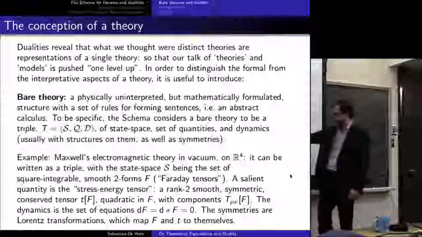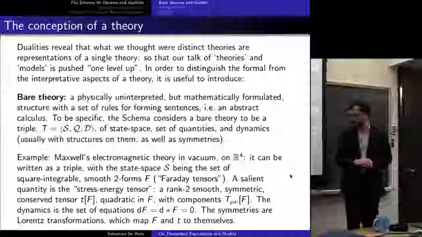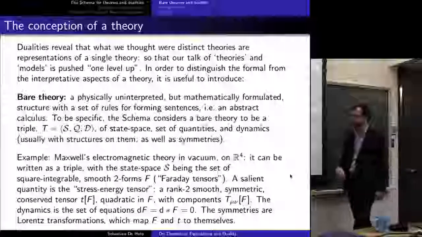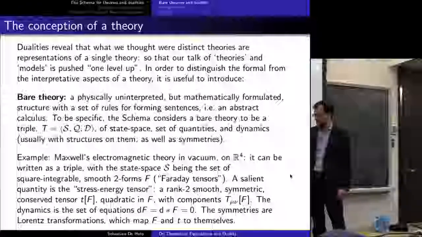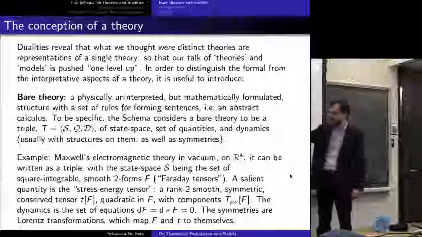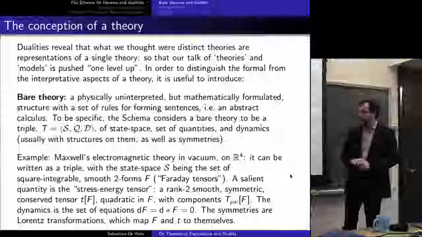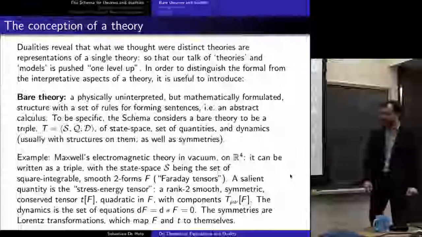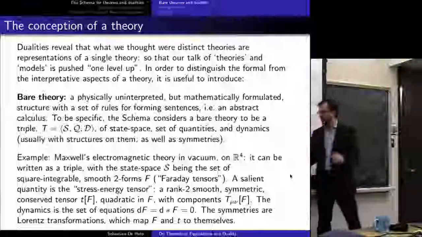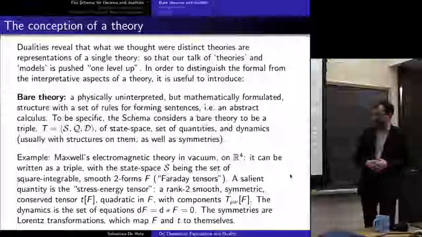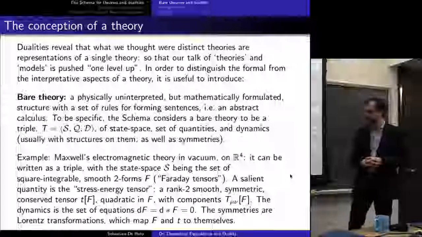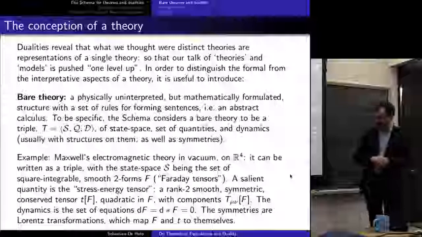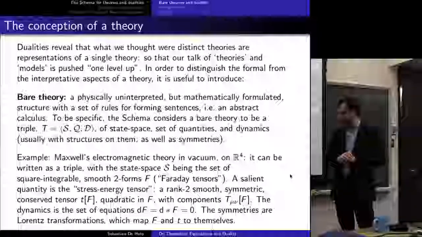So to give you an example of this, Maxwell's electromagnetic theory in vacuum on R4. We can formalize it in different ways, but one useful way that I will use, writing it as a triple, is to take as the state space the set of smooth two-forms, Faraday tensors, which can be added up. It's a linear space, and we will also require that they are normalizable, or at least that they go sufficiently fast to zero at infinity.